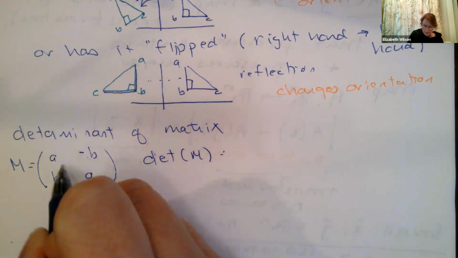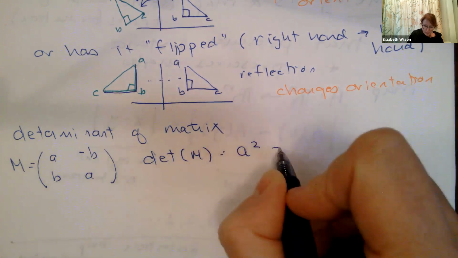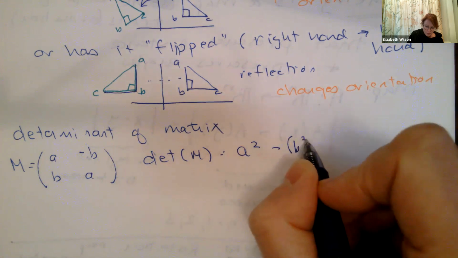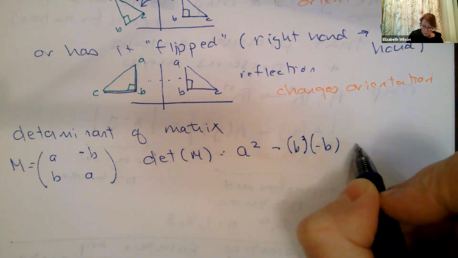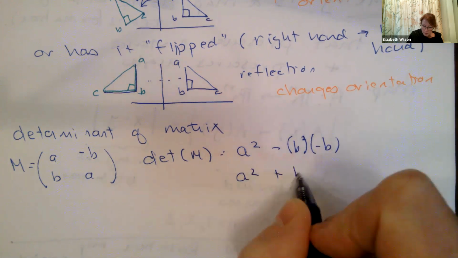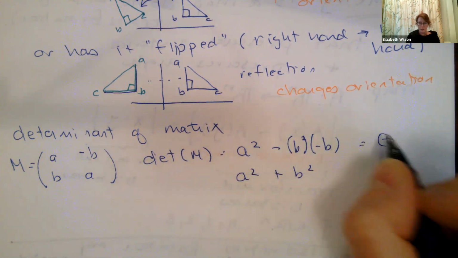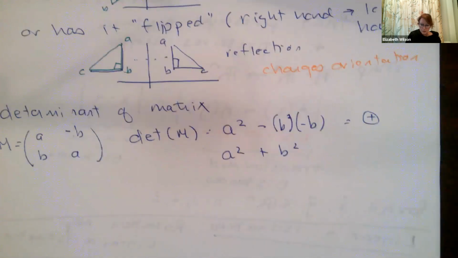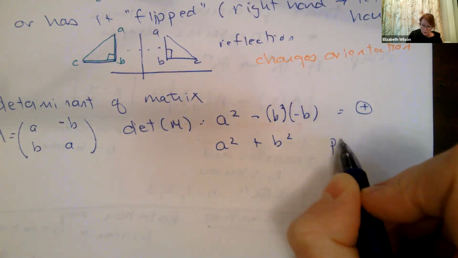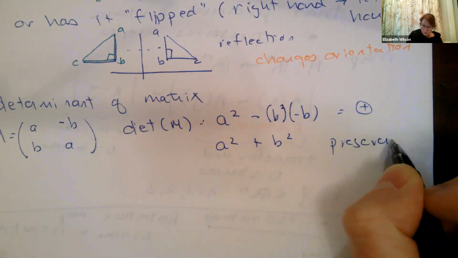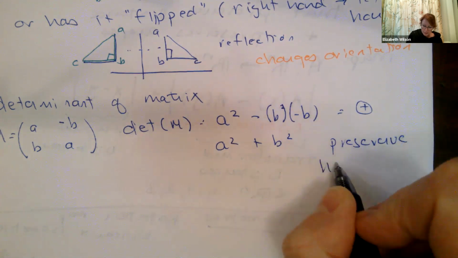I'm going to multiply here. I'm going to get A squared minus B times a minus B, which becomes A squared plus B squared. So my answer is going to be positive, right? If my determinant is positive, this is going to preserve handedness.